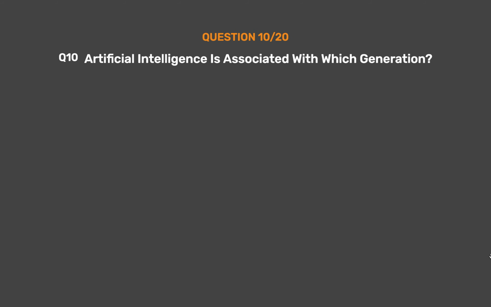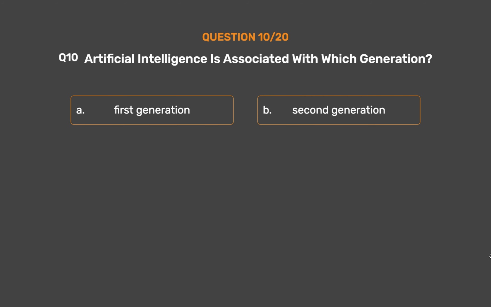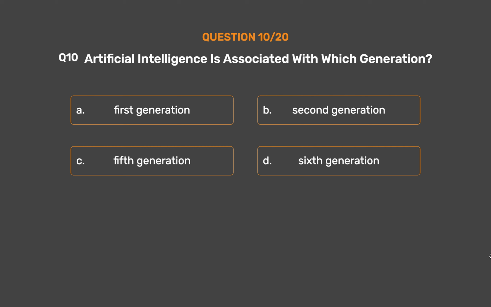Question number 10. Artificial intelligence is associated with which generation? Option A. First generation. Option B. Second generation. Option C. Fifth generation. Option D. Sixth generation.